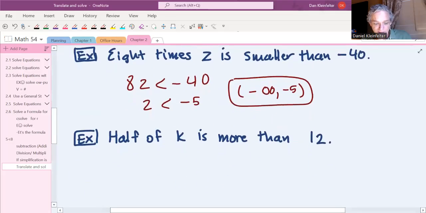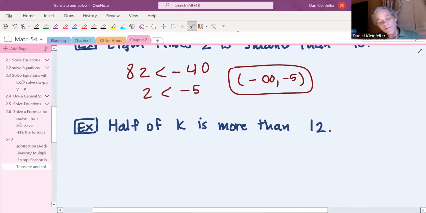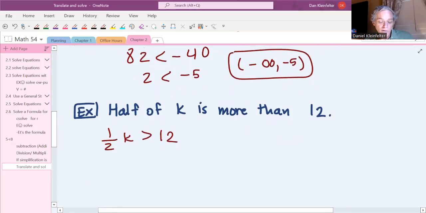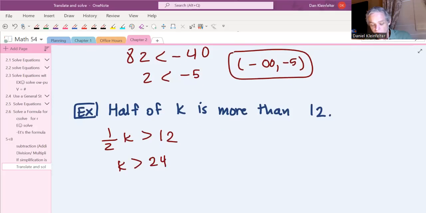Okay, last one. Half of k is more than 12. Okay, so if half of k is more than 12, we're going to multiply both sides by 2, which is positive, so everything's fine. K is bigger than 24.